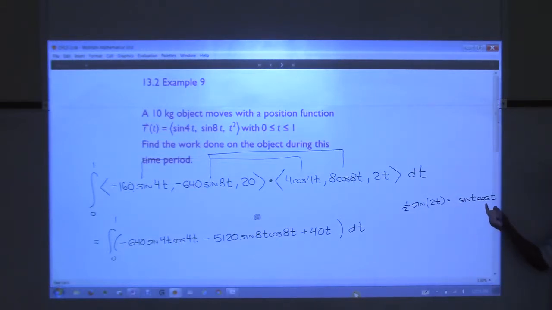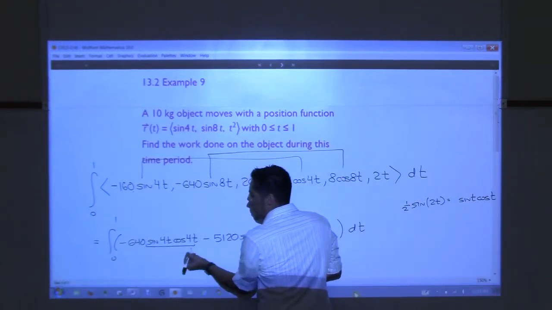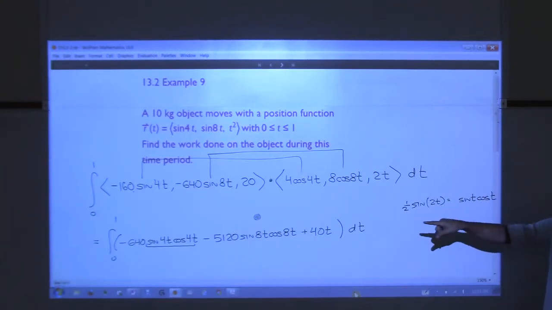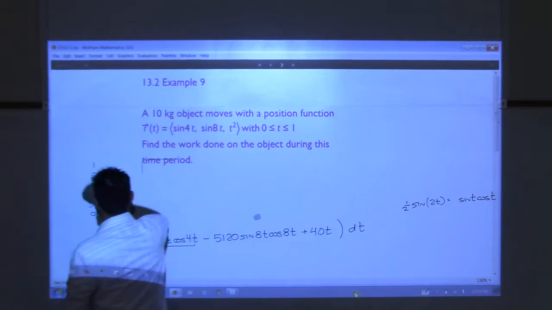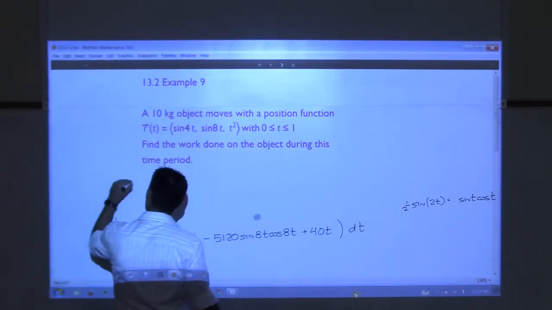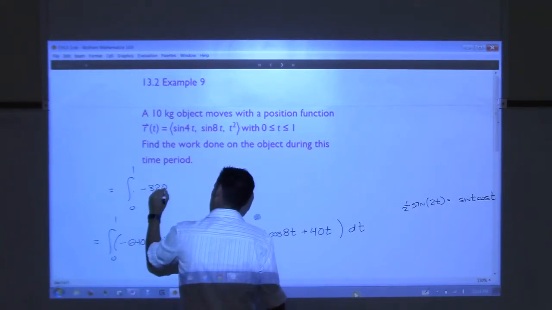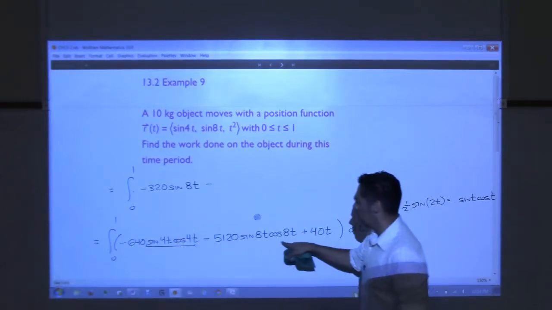Anywhere I see sine t cosine t, the same argument, I can replace that by 1/2 sine of double that angle. So I see my sine 4t cosine 4t. I can replace that with 1/2 sine of 8t. And half of 640 is 320, right? So I'm not integrating yet, I'm just using some identities to make my integration a little easier. So this is going to be the integral from 0 to 1 of half of that, negative 320, and then sine 8t.